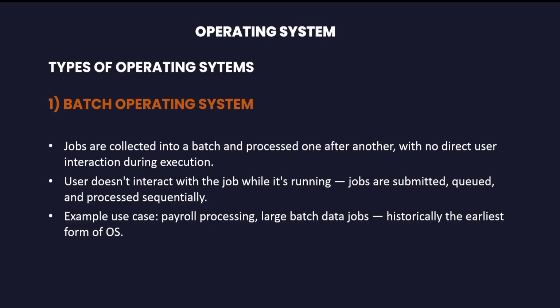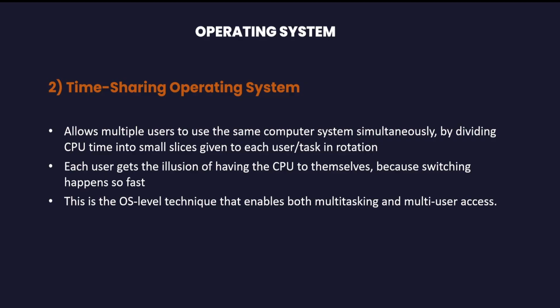Historically, batch operating system is the earliest form of OS and it is best used for high volume, repetitive tasks like generating monthly payrolls or utility bills. Second is time sharing operating system. It allows multiple users to use the same computer system simultaneously. How? By dividing the CPU time into small slices given to each user in rotation.